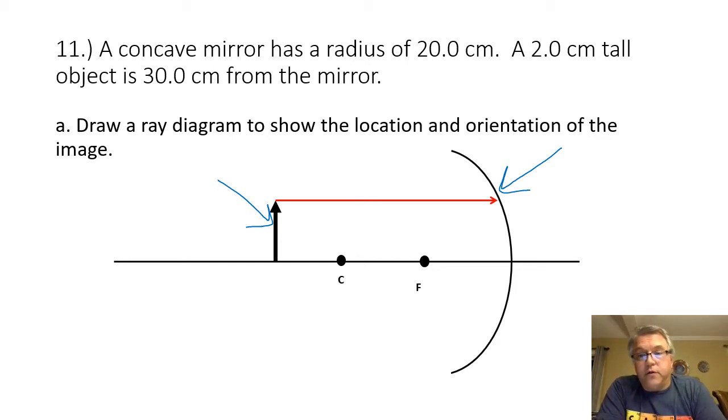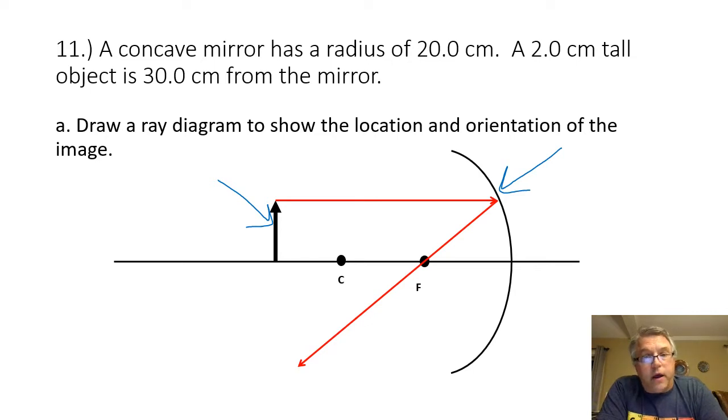So here's my first ray that is parallel with the principal axis. If I have a ray that is parallel with the principal axis, the reflected ray is going to go through the focal point, which is denoted by the F there. So now we can see that this reflected ray reflects back through the focal point.